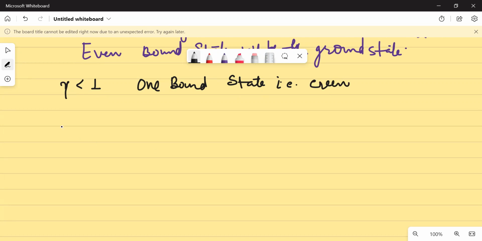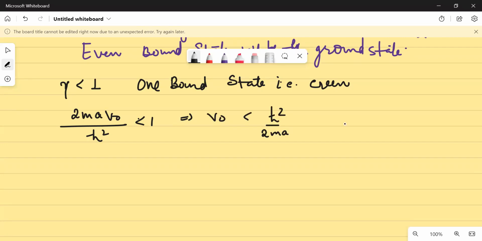Yes, sir. And we already know that gamma is 2 m v naught upon, I think, h cut square, should be less than 1. It implies your v naught, if it is less than h cut square upon 2 m, then you have only one bound state, and that is the even bound state. This is the depth of the potential, or you can say the amplitude of the double Dirac delta potential. If this v naught is less than h cut square upon twice m, then you have only one bound state, and that is even.